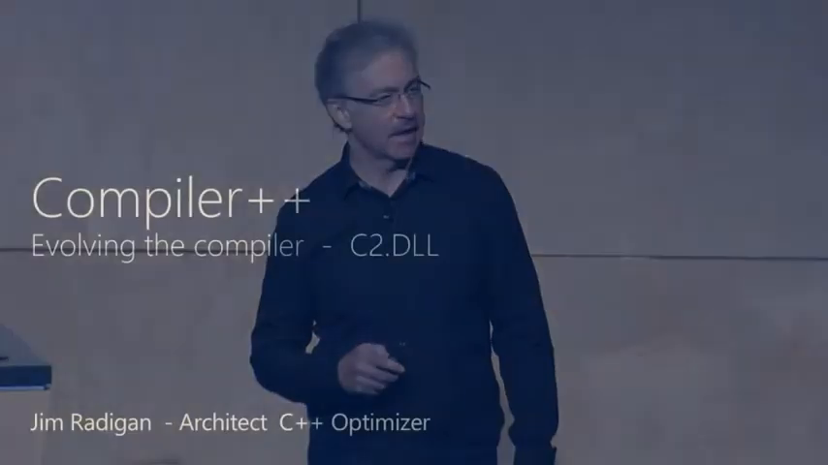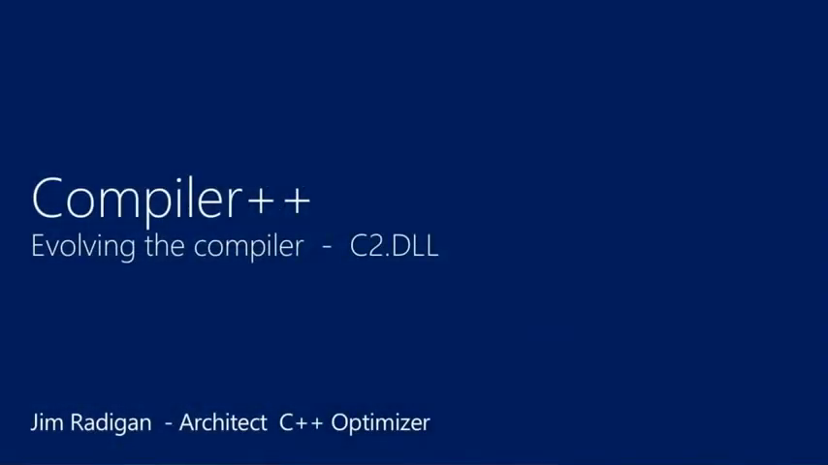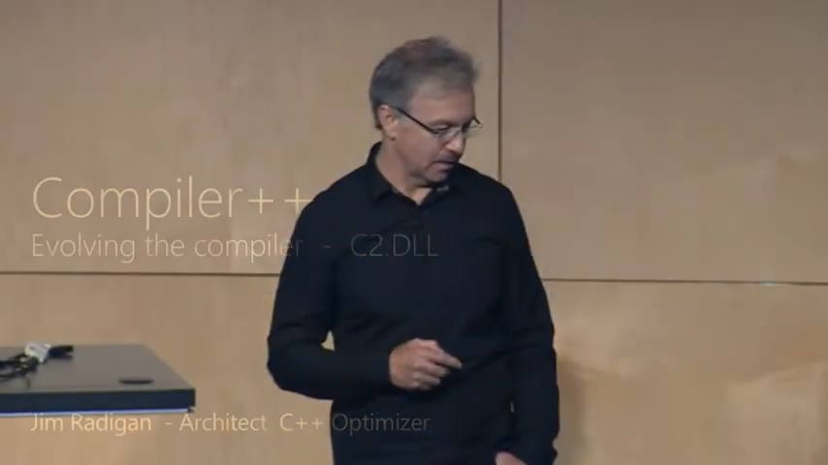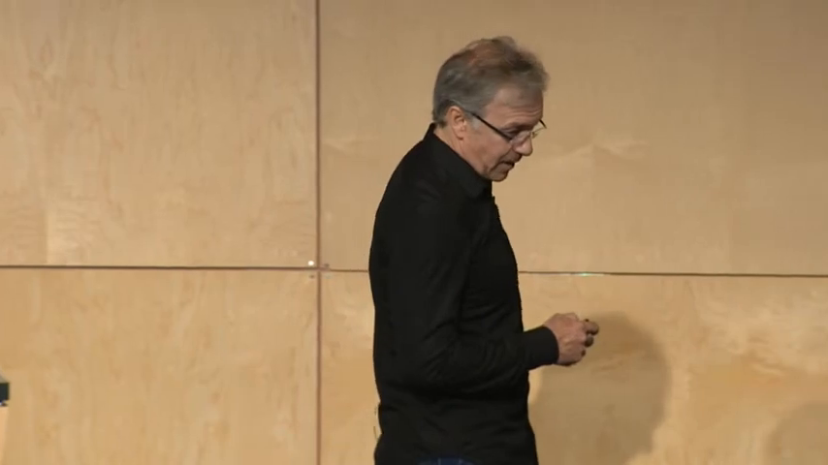Hi, everybody. I'm Jim. I've been at Microsoft for 15 years. I'm the architect and now the dev manager for the C++ optimizer and a few other things that they've tacked onto our team that have to do with analysis and code generation for other runtimes. But Charles asked me to come and talk today about basically how we're evolving the compiler.